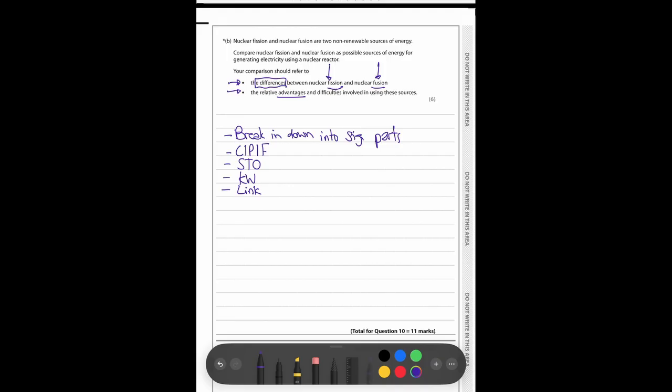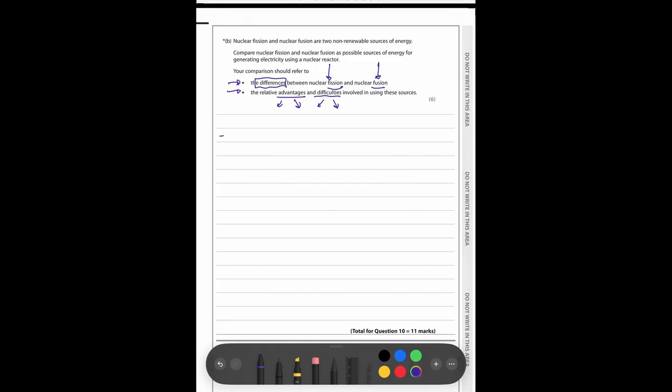It says the advantages and difficulties in using these sources. Well, obviously that looks like it might be 2 parts, but then really advantages, I've got to talk about fission and fusion, and then difficulties, I've also got to talk about fission and fusion. So really there's 6 parts here that I'm talking about. So when I'm doing this question, I'm pretty happy that if I say something for each of those things, I'm definitely going to get 6 marks for this question, because there's a lot of parts I can break this one down into. So this is a very nice situation for me. So let's rub this out and then get started on the actual question.